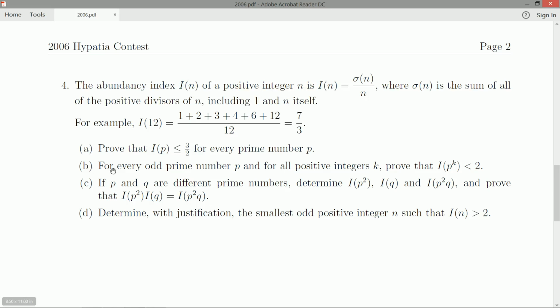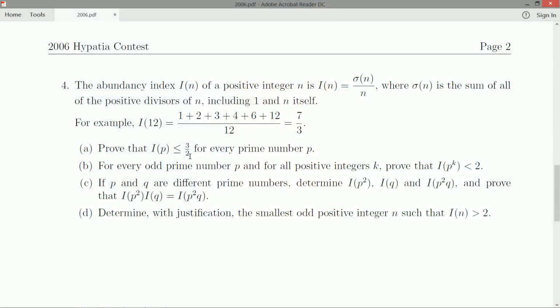A part. So we've got 4 parts here. A part, prove that I(p) is less than or equal to 3 over 2 for every prime number p. Now, if I wasn't already thinking it, and I am because I've seen these sorts of adding up the factors, adding up the greatest common divisors types of functions before, the fact that we're talking about a prime number makes me think of unique factorization into primes.